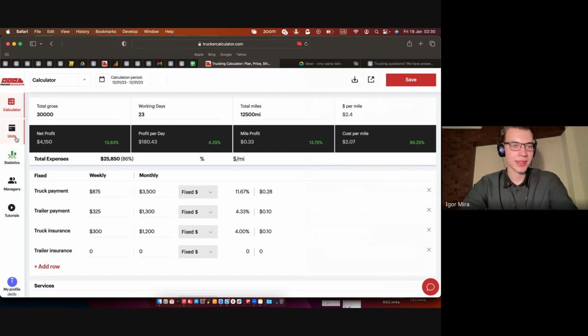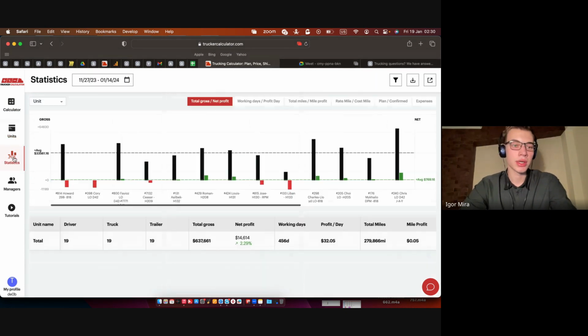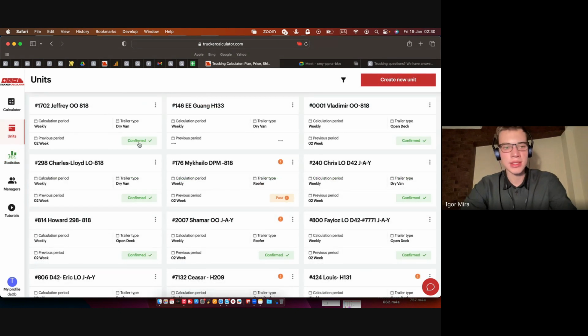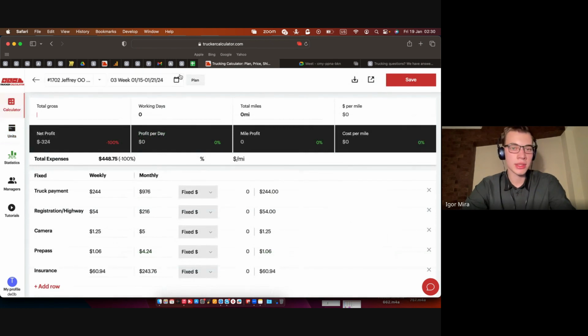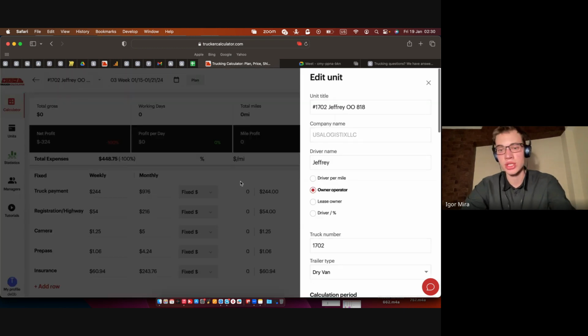One more thing before we do that. Speaking of Trucker Calculator functions, to do what I'm going to do in just about a minute, you will have to track everything in the units menu. That's the field where you track all of your numbers and do the actual financial management in the software. You just create a new unit, and within the unit you have the same calculator, but the main difference is that it's connected with the calendar. You can choose how you want to do calculations, weekly or monthly.